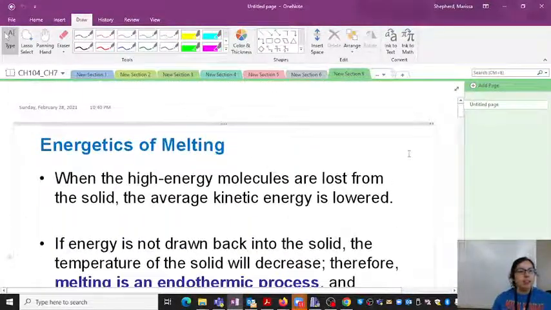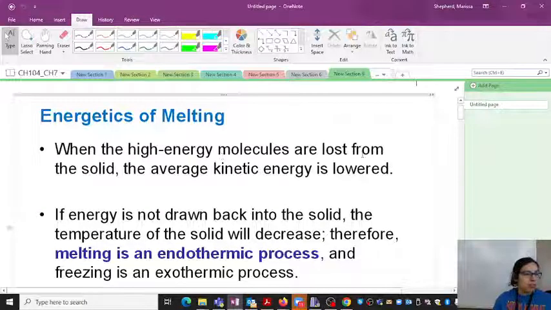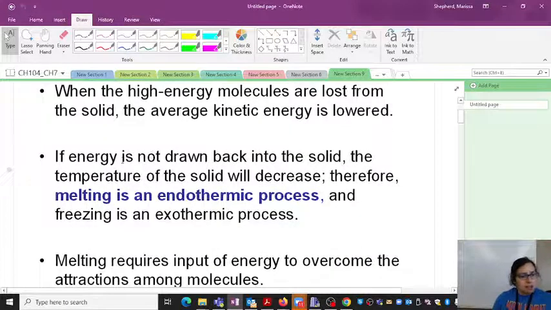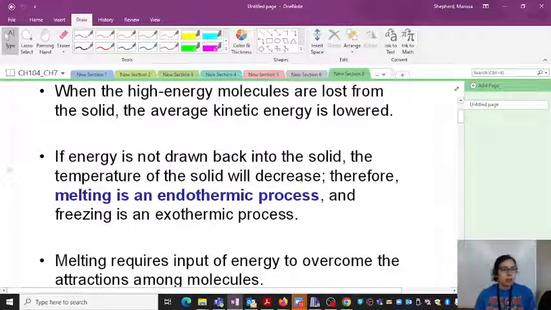All right, so now let's get into the math of it. This is the energetics of melting. When the high energy molecules are lost from the solid, the average kinetic energy is lower. And so if energy is not drawn back into the solid, the temperature of the solid will decrease. Melting is an endothermic process where you have to put energy into the system. And freezing is an exothermic process, so heat has to be lost to the surroundings, away from the system, to freeze our system.